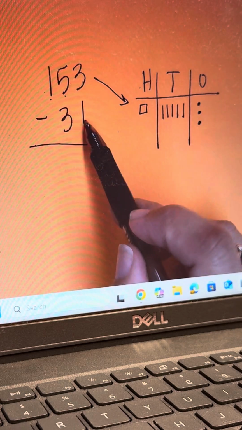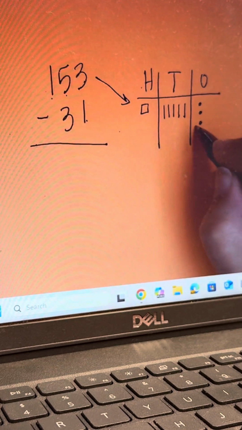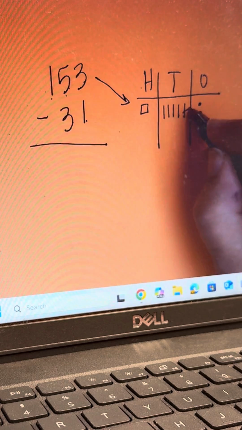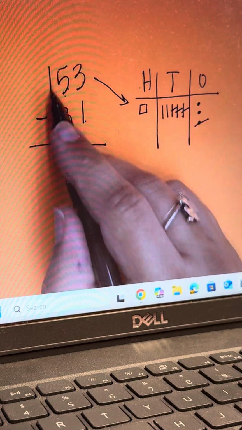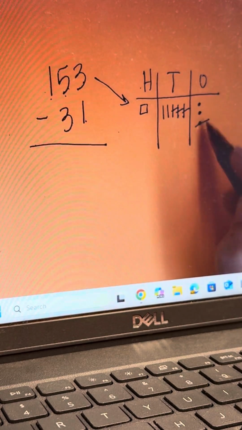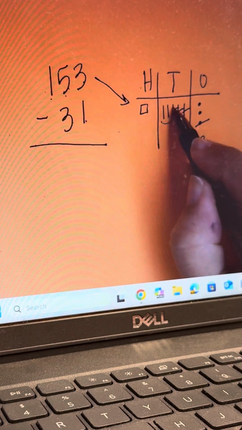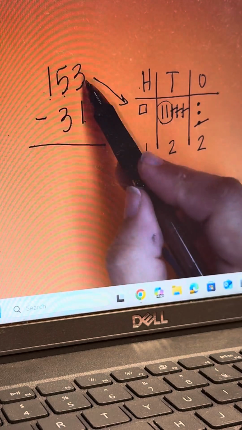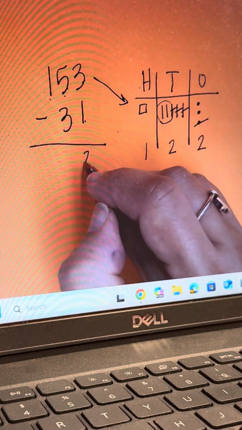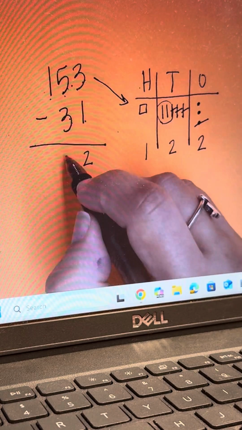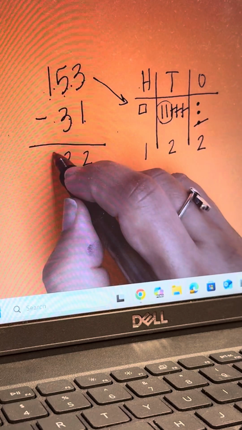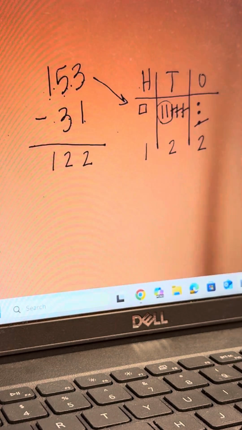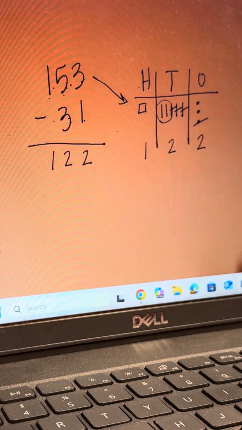Now I start subtracting. Okay, I've got 3. Can I take away 1? Sure can. I have 5. Can I take away 3? Yep. 1, 2, 3. And then my hundreds are the same. So how many ones do I have? 2. How many tens? 2, and 1. Let's see if it matches. 3 minus 1 is 2. 5 minus 3 is 2. 1 minus 0 is 1. Okay, that one happened to not cross over tens and ones and all the things.